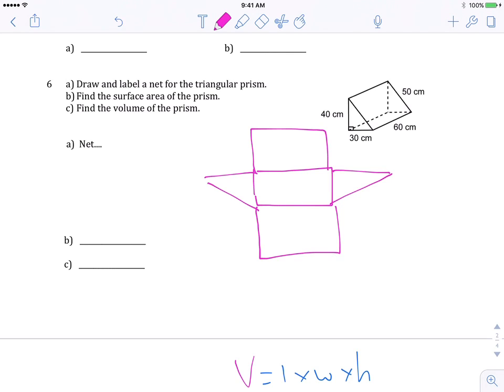Then you're going to label this and find the area of 1, 2, 3, 4, and 5, and add them all together. And the volume you'd find by finding the area of the base times the height. Keep in mind that the base is actually the triangle, because the prism has the same base and top. The base is a triangle and the top is a triangle. That's why we call it a prism.